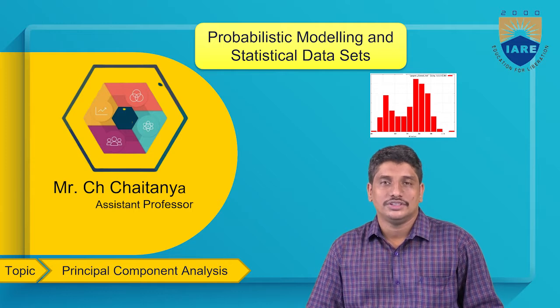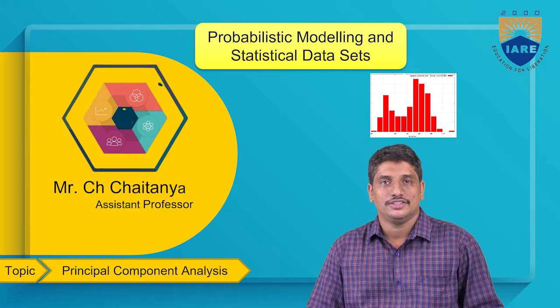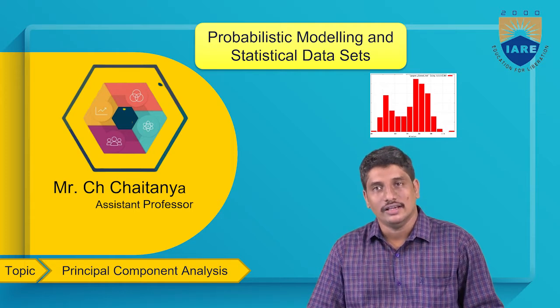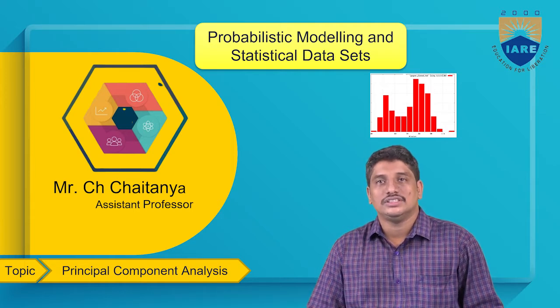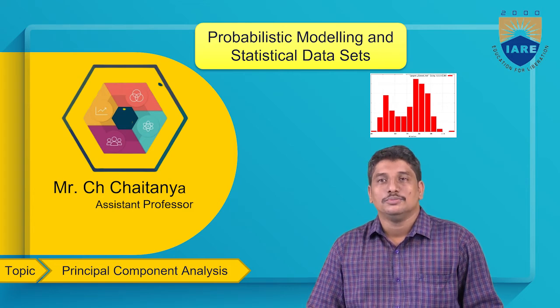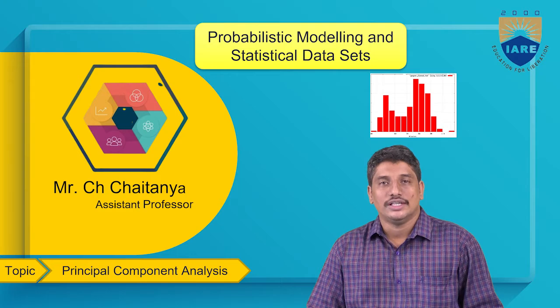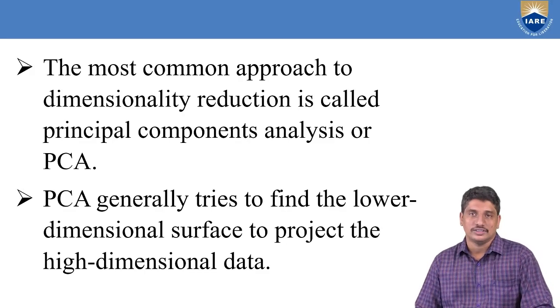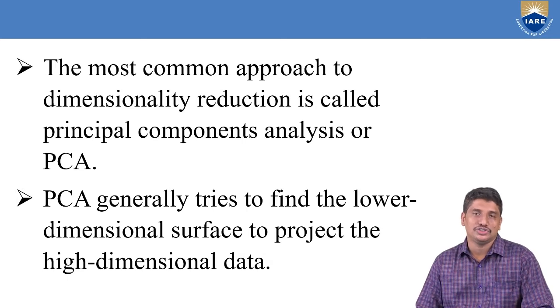We are going to discuss principal component analysis, its meaning and its role in the reduction of dimensionality of large data sets. This is the title of our chapter, probability modeling and statistical data sets, and we are going to discuss principal component analysis. Principal component analysis is also known as PCA in short. So what is principal component analysis? How is it related to dimensionality reduction?